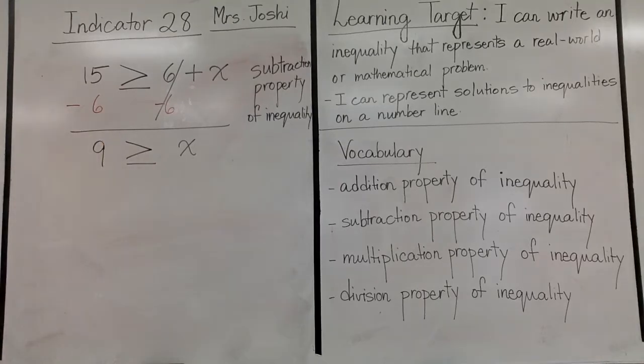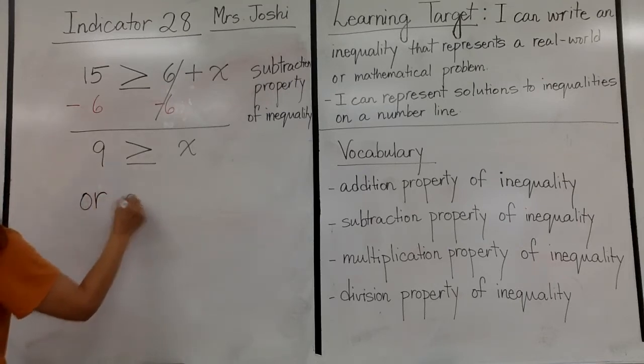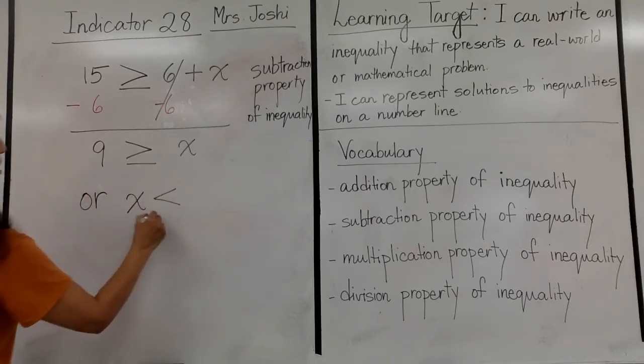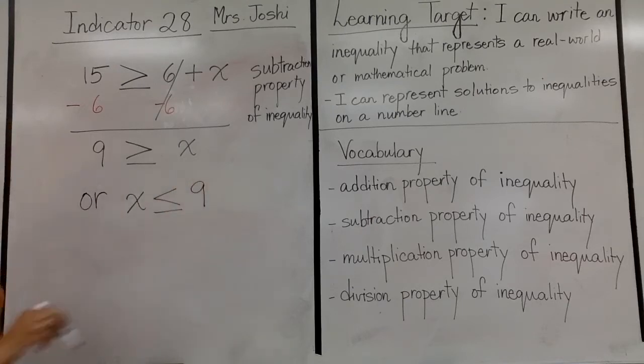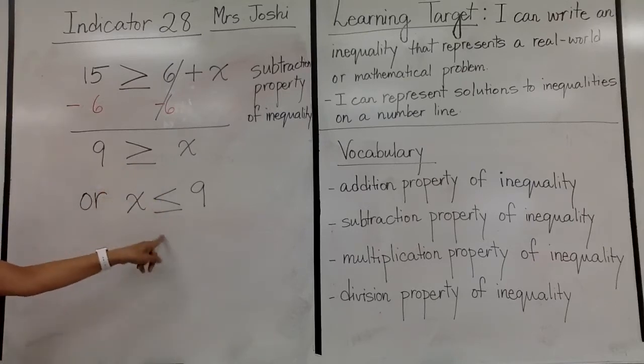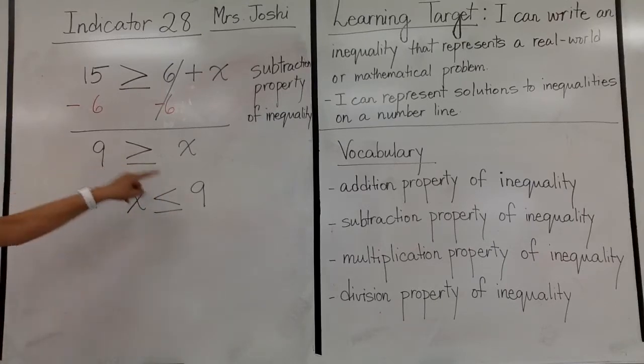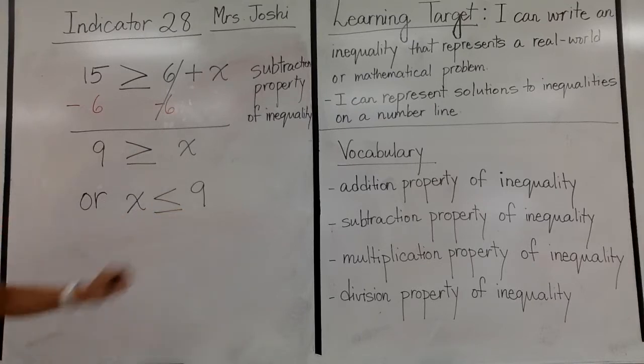Okay, so now it's saying the solution is 9 is greater than or equal to x. I can write it this way, or I can also write it this way: x is less than or equal to 9. Both, it's the same thing. Okay, but remember you will have to flip this also if you are putting this. Just see where the mouth is opening. That is the greater number.